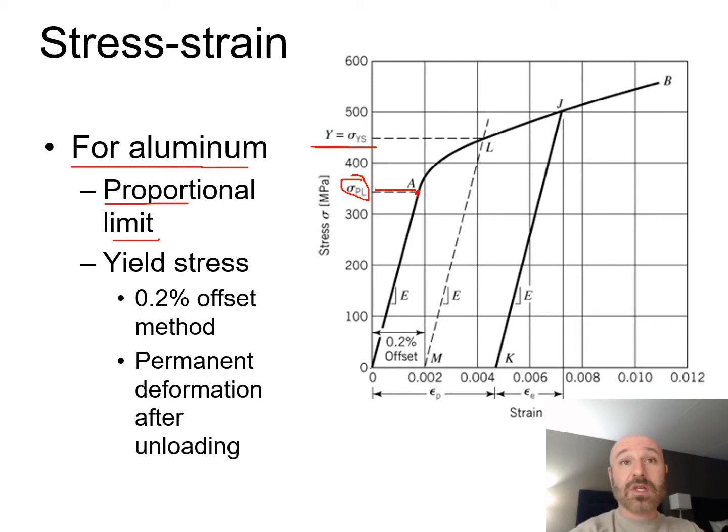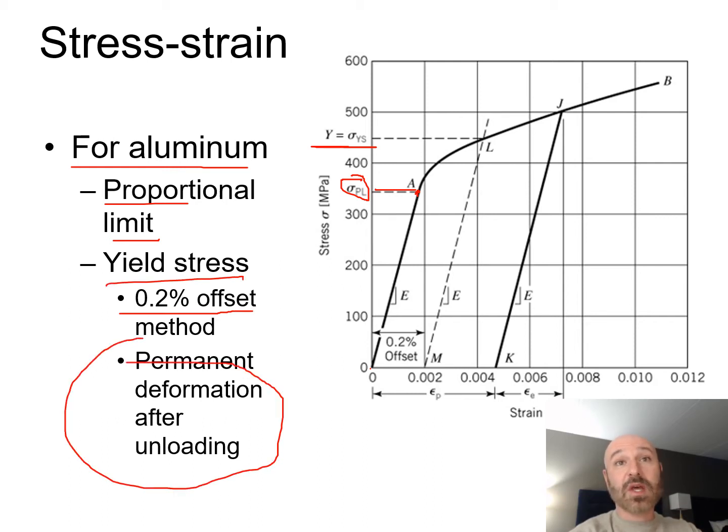From there, at our yield stress, if we were to unload at that point, we can follow this back down. We can see a 0.2% offset, and we have permanent deformation after loading once we've achieved that yield stress. So if we come back down, we can see there is a permanent deformation after unloading our sample.